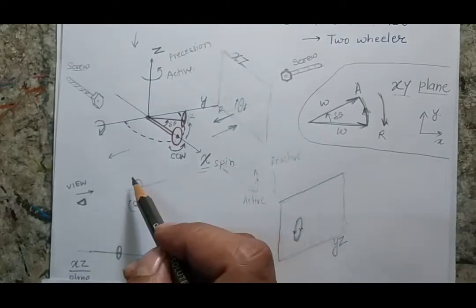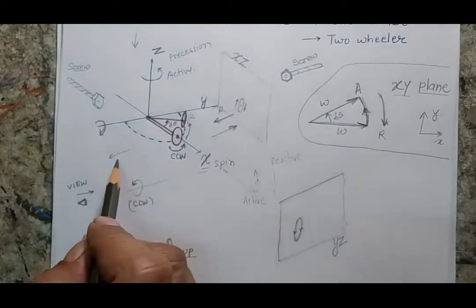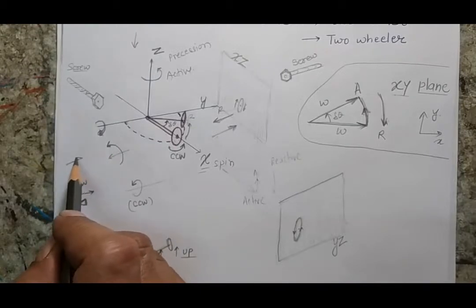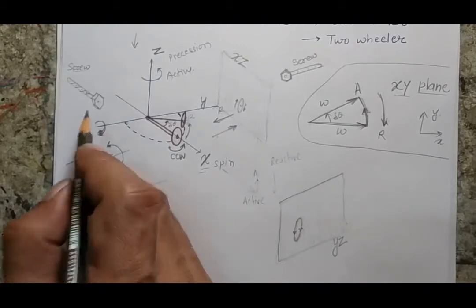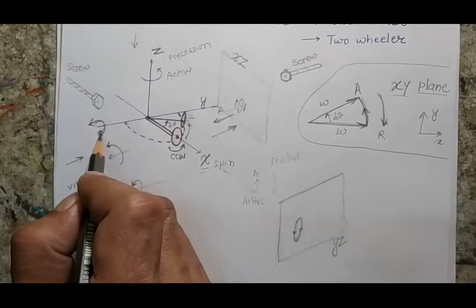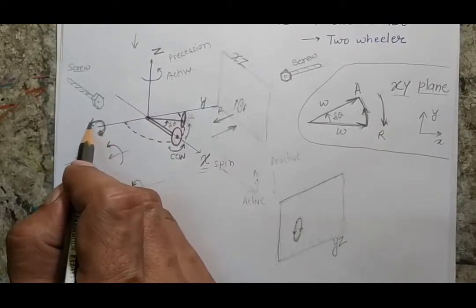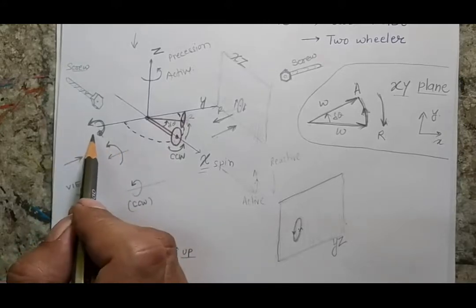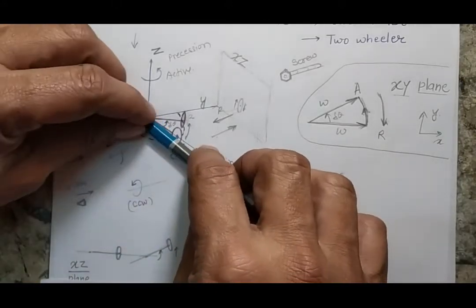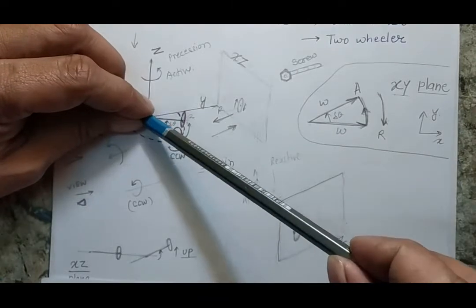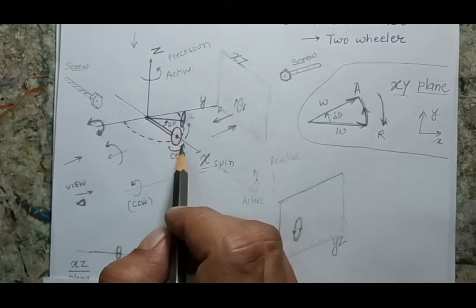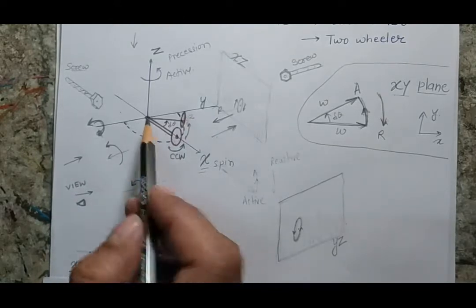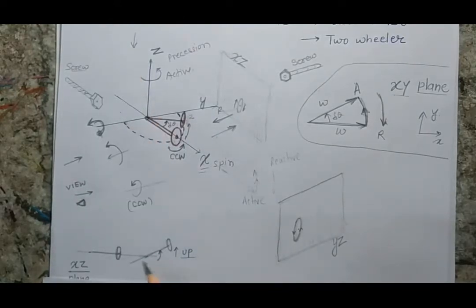And if I follow the screw rule, if I am watching from this direction, something is moving in the counterclockwise direction, and because of that I will have a counterclockwise movement, which is gyroscopic movement. And because of the gyroscopic movement, this rotor axis will try to move in the upward direction. Upward direction means it will try to move in the ZX plane in the positive Z direction.